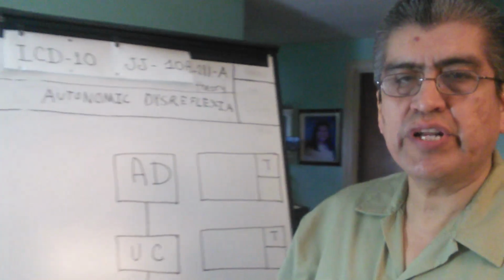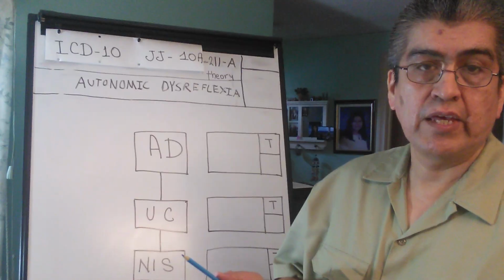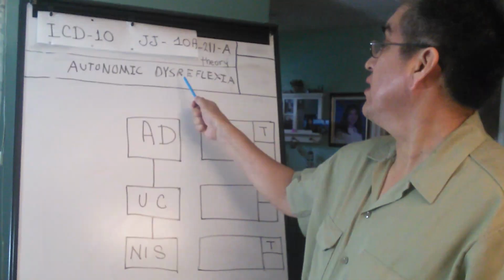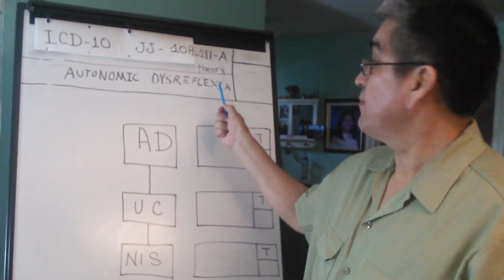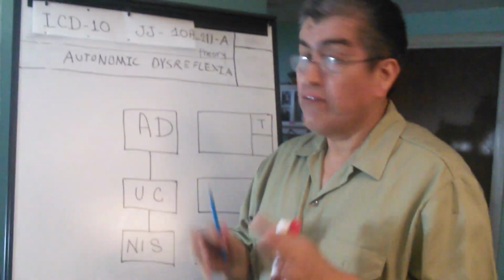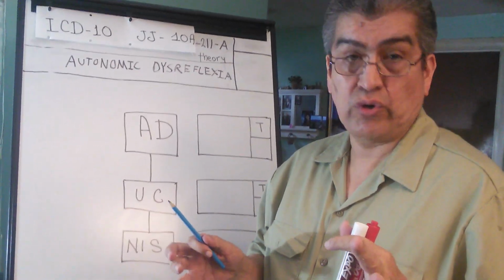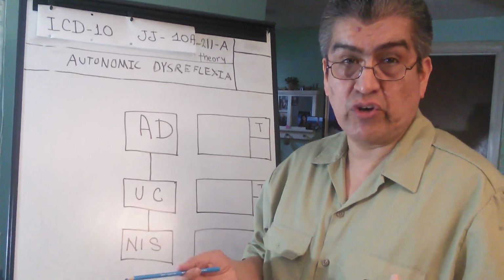Hi, this morning we're doing a new section. The title of the section is autonomic dysreflexia. Now, before we do the exercise, as usual, I'm going to give you a little theory so you can know what we're talking about.